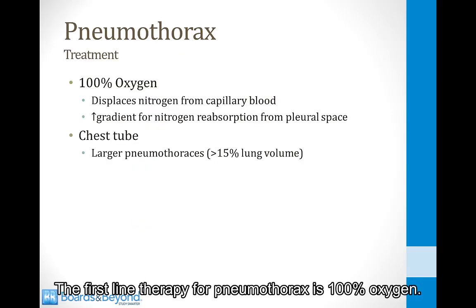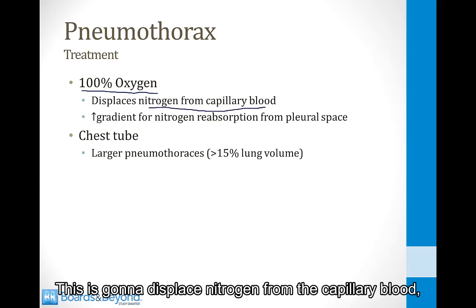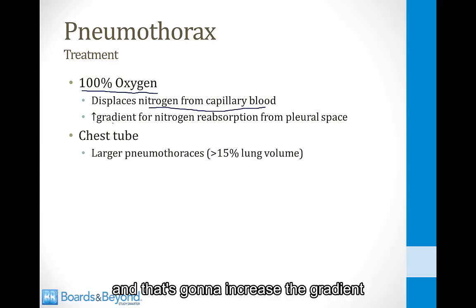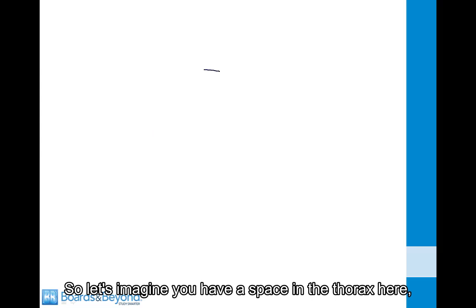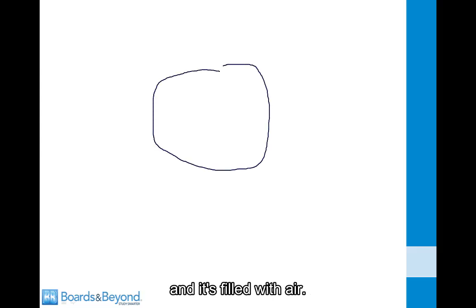The first-line therapy for pneumothorax is 100% oxygen. This is going to displace nitrogen from the capillary blood, and that's going to increase the gradient for nitrogen reabsorption from the pleural space. This is easier to understand with a picture, so let's imagine you have a space in the thorax here, and it's filled with air.